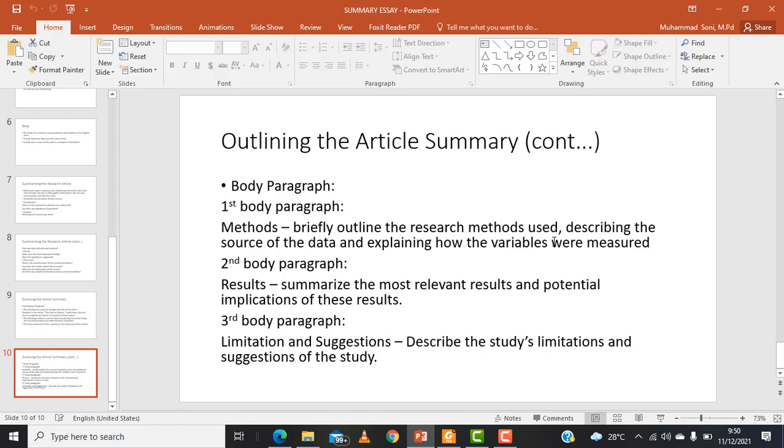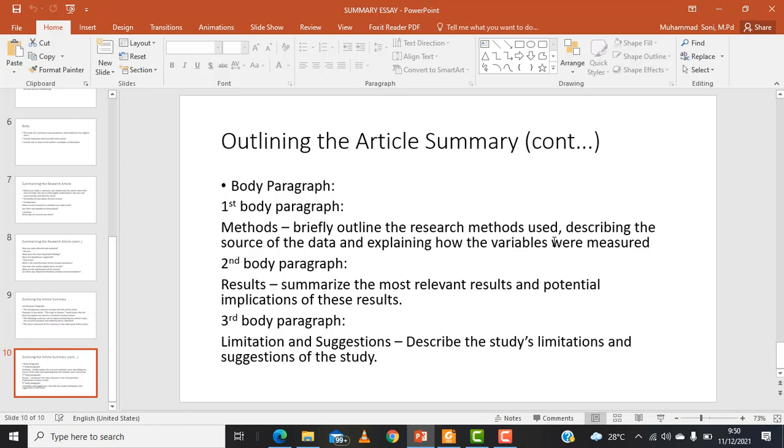And the second body paragraph is about results. You have to summarize the most relevant results and potential implications of this result. So the second body paragraph is very important because you will give the audience the results and the discussions of the study, which is very important. And make sure to be selective in including the information that you're about to write down in your summary essay.